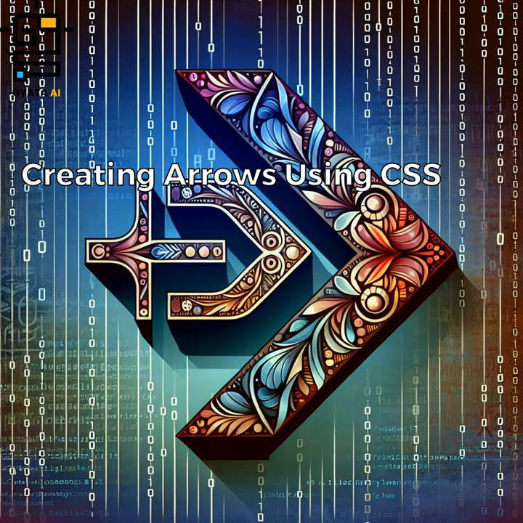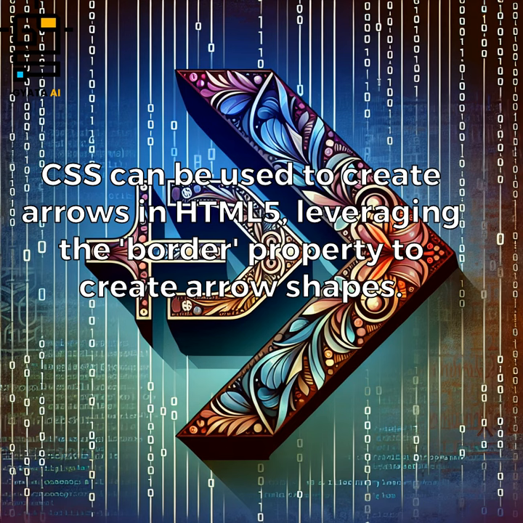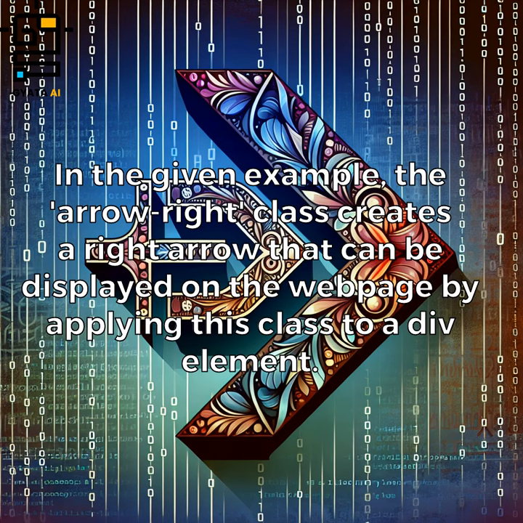Creating arrows using CSS. CSS can be used to create arrows in HTML5, leveraging the border property to create arrow shapes. In the given example, the arrow right class creates a right arrow that can be displayed on the web page by applying this class to a div element.